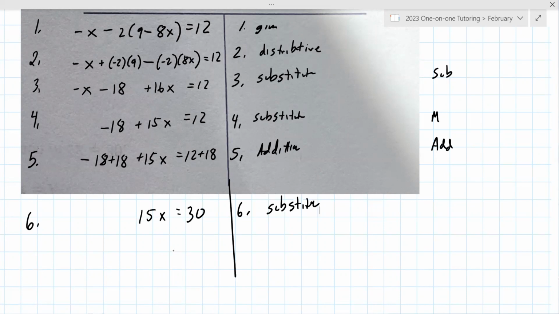x equals 2. Yep, that's true, but that's down here. We have to divide first. Oh yeah, divide. You have to show the division too.